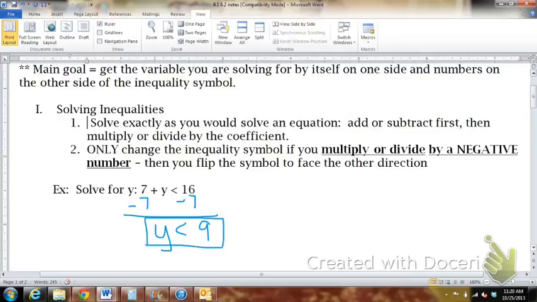I'm done. Be careful not to change your inequality symbol into an equal sign. This is a mistake that a lot of people make, so be careful to keep your inequality symbol as an inequality symbol. Don't make it an equal sign.